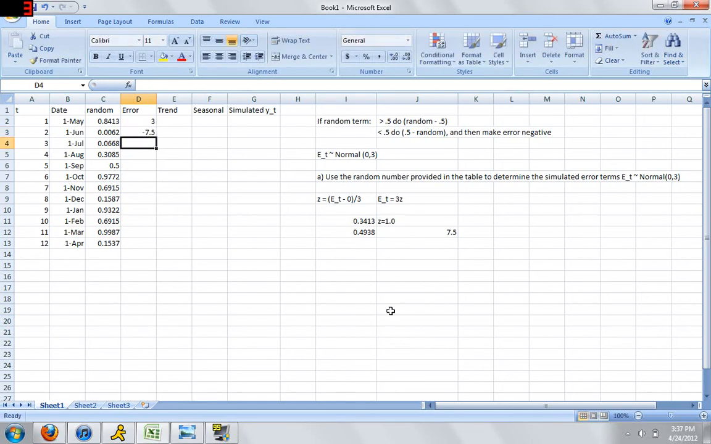So you can repeat this basically for the rest of the random terms. Just take note of their position in accordance to 0.5. If they're greater than 0.5, you do this right here. And if they're less than 0.5, you do this right here.